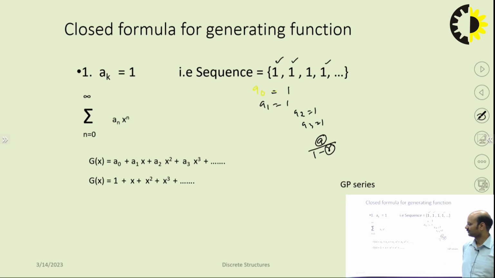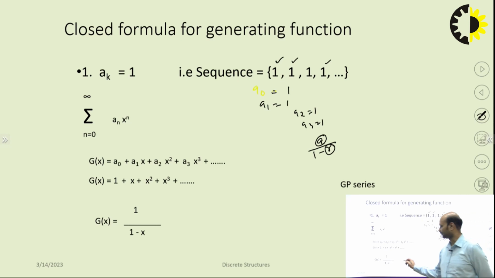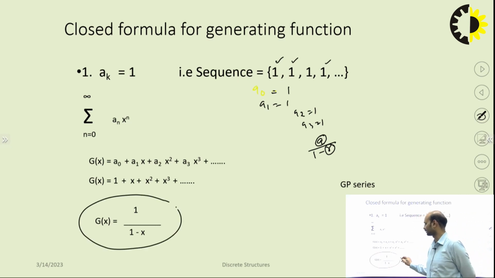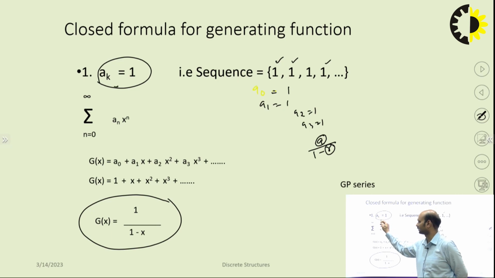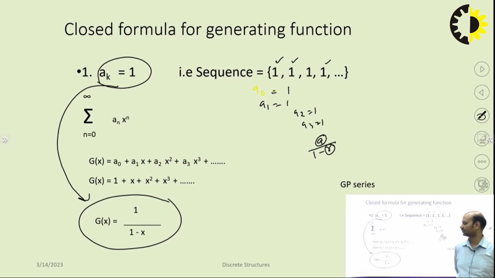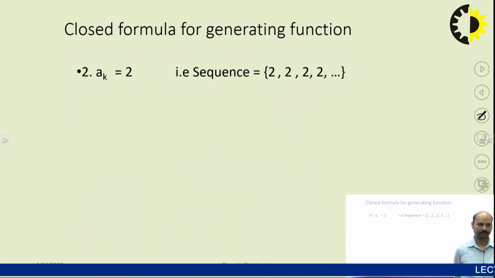So what is the ratio? The ratio is x and the initial, first term a is 1. So what is the value? G of x is equal to 1 upon 1 minus x. If a recurrence relation has ak equal to 1, then the closed formula is g of x is equal to 1 upon 1 minus x.